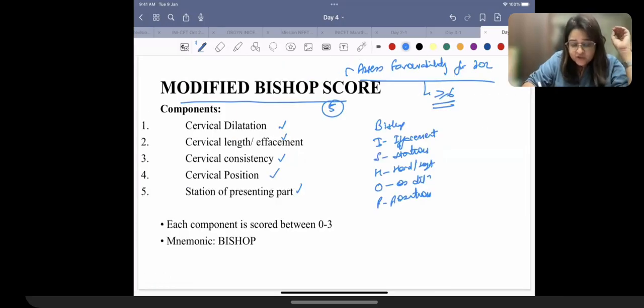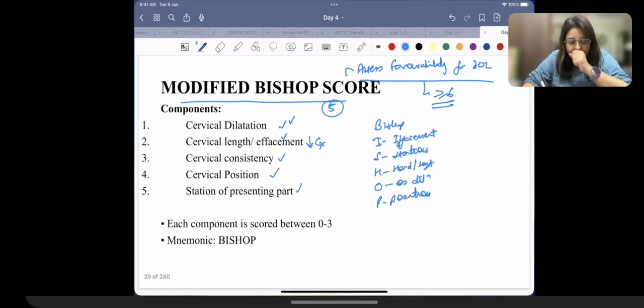Effacement is nothing but shortening of the cervix. It becomes shorter and shorter from 4 centimeter, 2 centimeter, 1 centimeter, then fully effaced. Okay. Then what is dilatation? Dilatation, the os is closed in the beginning, and then it starts opening up. Dilatation we say in terms of centimeters of dilatation.